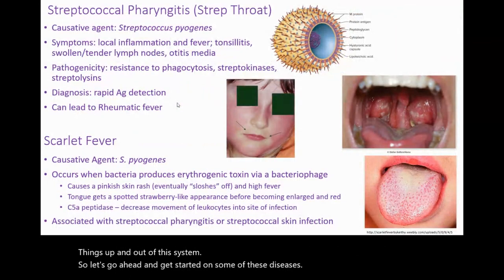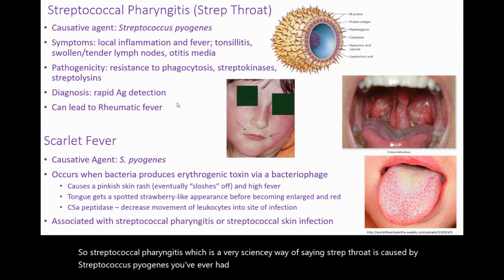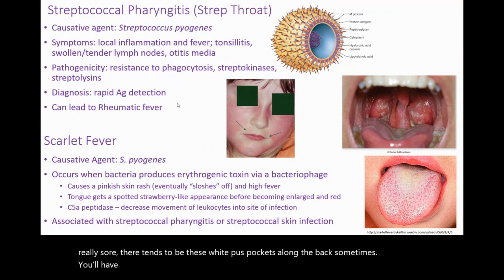So streptococcal pharyngitis, which is a very sciencey way of saying strep throat, is caused by Streptococcus pyogenes. If you've ever had strep throat, you know it's not very pleasant. The throat gets really sore. There tends to be these white pus pockets along the back. Sometimes you'll have swollen tonsils and tender lymph nodes, and even an earache can be associated with strep throat sometimes.